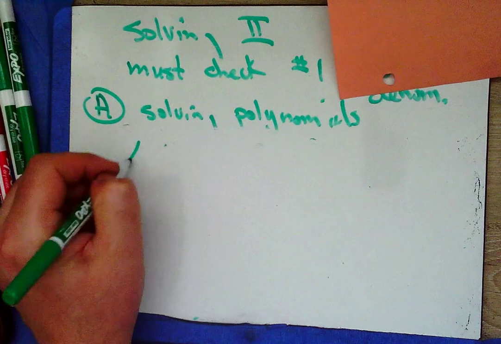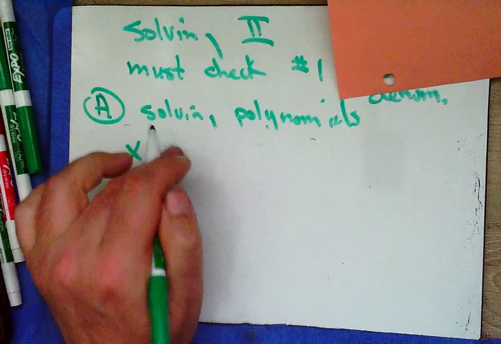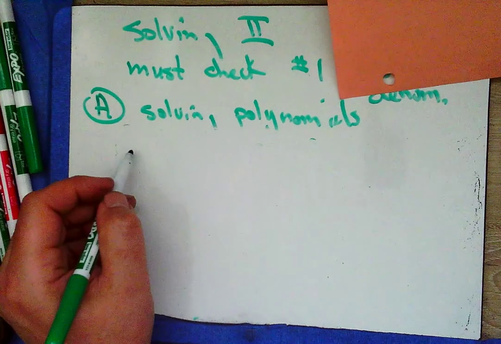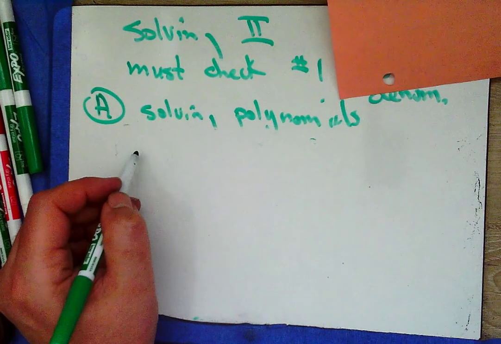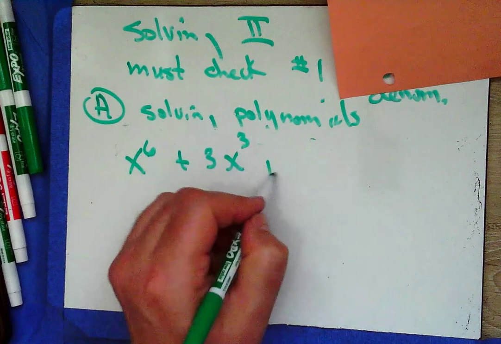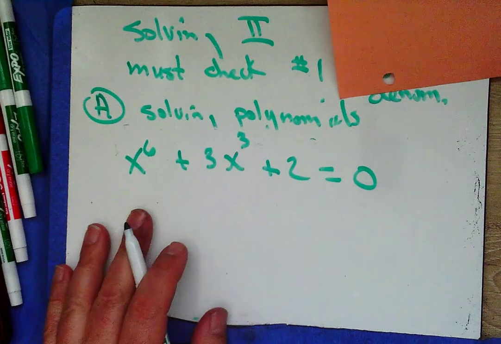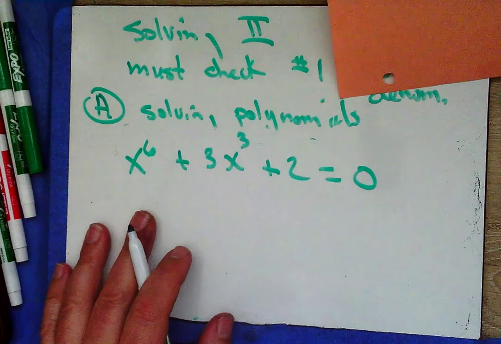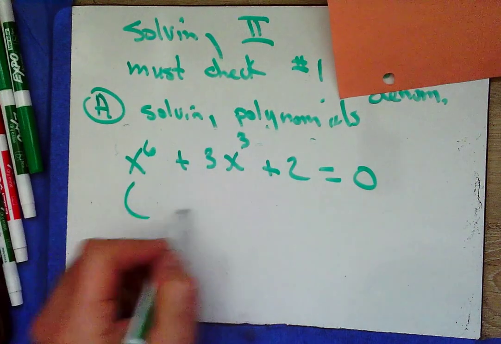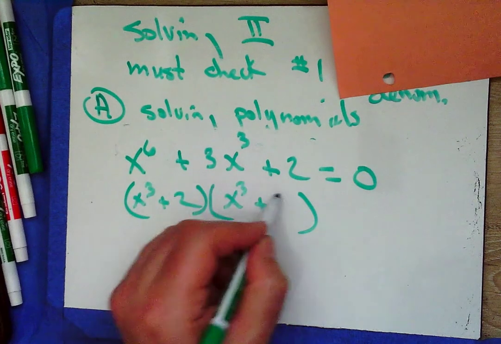So how about this one? How about x to the 6th? Oh, no, I don't want to do that one. I want to do this one. Yeah, I do want x to the 6th plus 3x to the 3rd plus 2 equals 0. Will you pause the video and try solving this one?